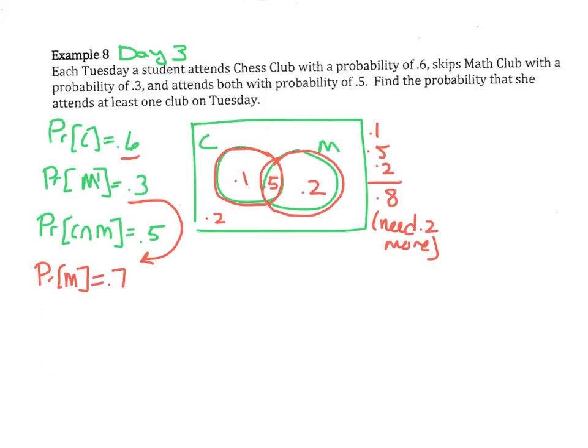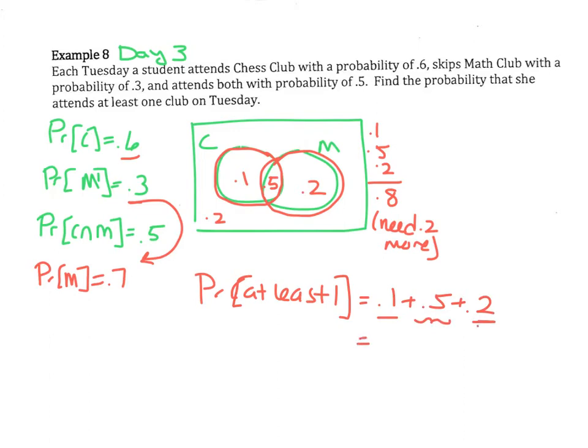And then the question says, find the probability that it attends at least one club. That would be 1 or both. So you could say 0.1 plus 0.5 plus 0.2. So this would be the case where you go to only chess, only math, or you went to both of them. 1 or both. And so your answer is 0.8.